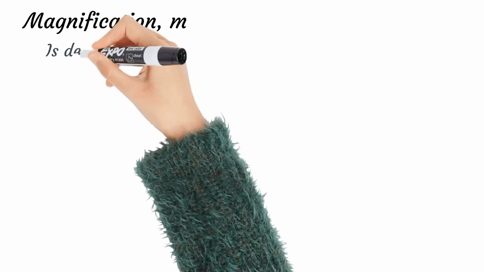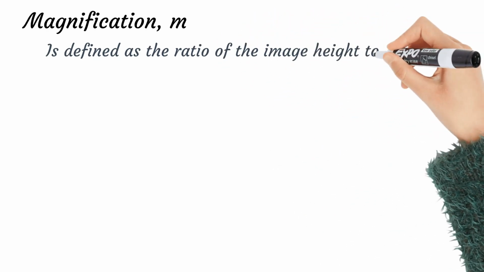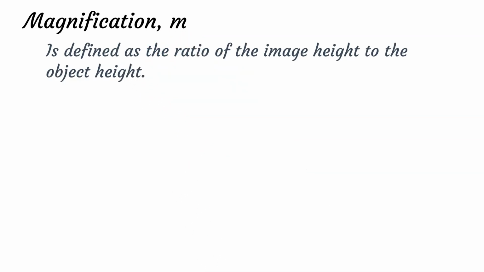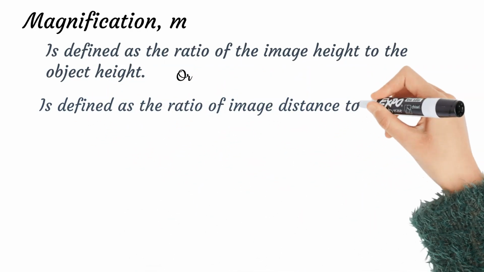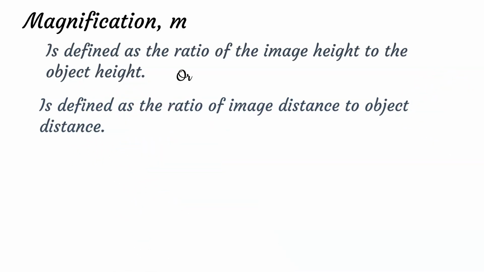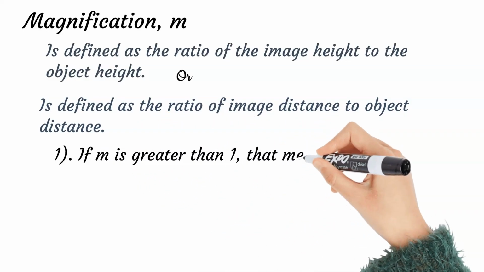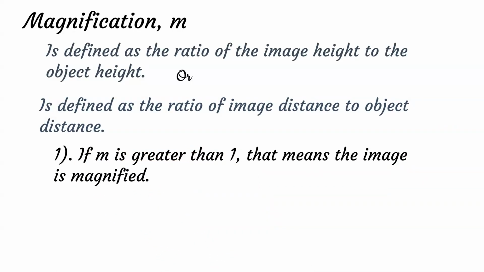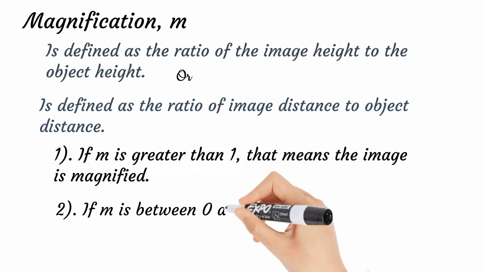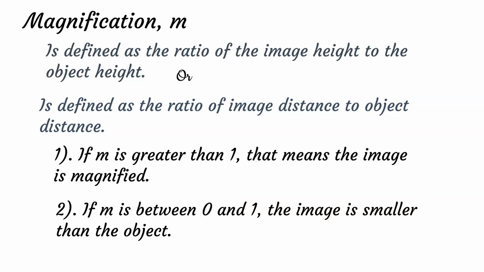Magnification, we use M to represent it. It can be defined as the ratio of the image height to the object height. Okay, or we can also define it as the ratio of the image distance to the object distance. Now, image distance is also known as the length of the camera. Take note. Now, note the following. If M is greater than 1, that means the image is magnified, as in the image is more than the object. If M is between 0 and 1, the image is smaller than the object.